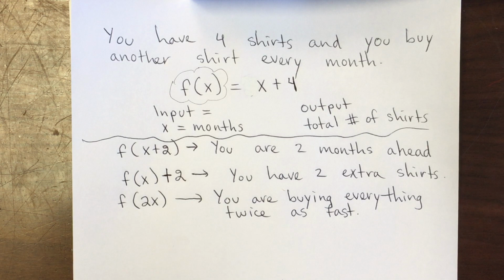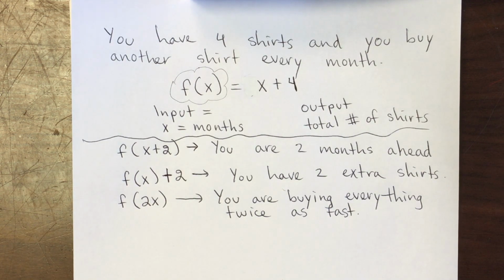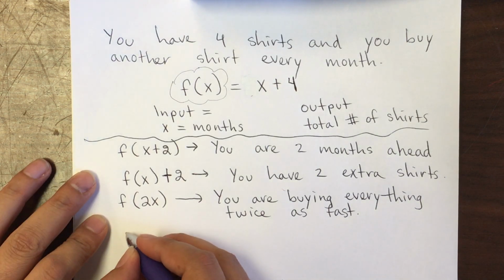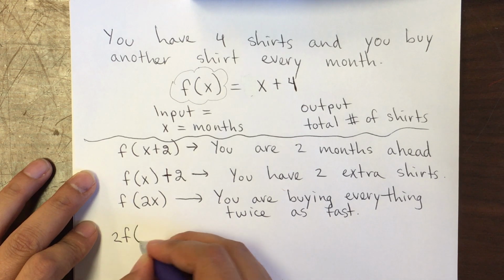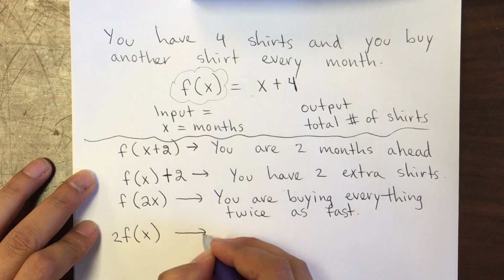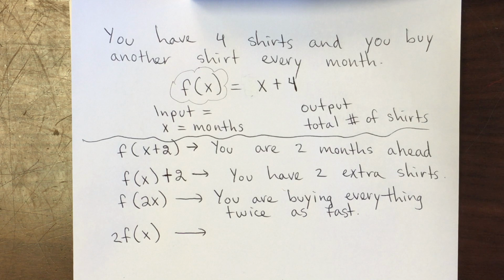Sorry about that. Okay, so what if I have twice f of x? In this case, it means that the grand total of shirts is gonna be doubled. And what does that mean?